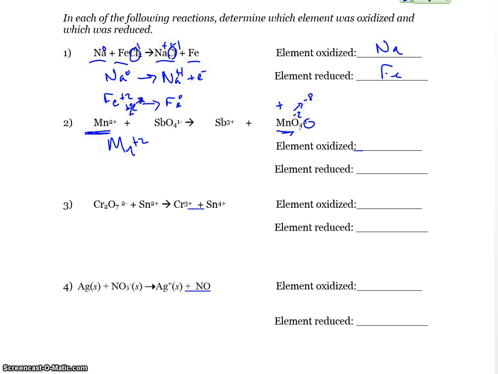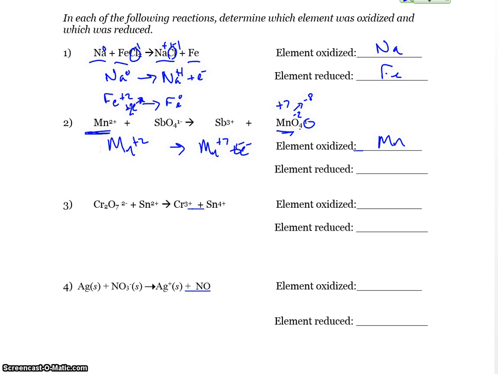And that's just going to be a +7. So to go from manganese +2 to a manganese +7, we need to remove a bunch of electrons, 5 of them. So our oxidation number has increased, so that means we're going to be oxidized.